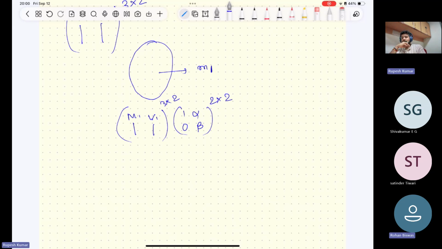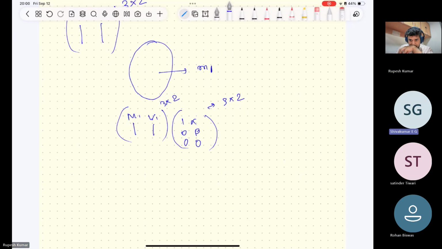Sir, is it fine if I post a snap in the message and you can look at it once? Yeah, you can post the snap, but I'm just explaining it here. Yes, sir. So now let's say alpha, beta, 0, right? And now this is a 3 cross 2 matrix, right? Now, is this matrix product possible? Is this allowed? No, right?